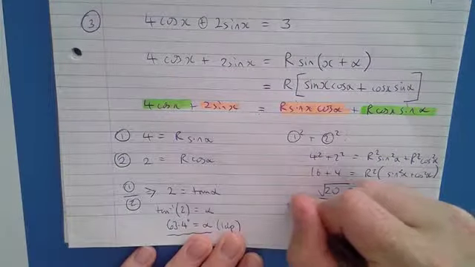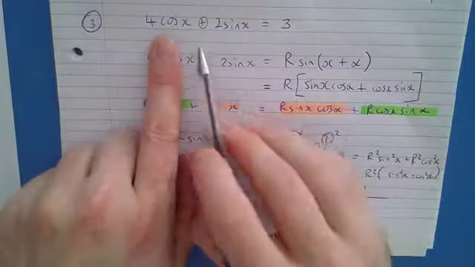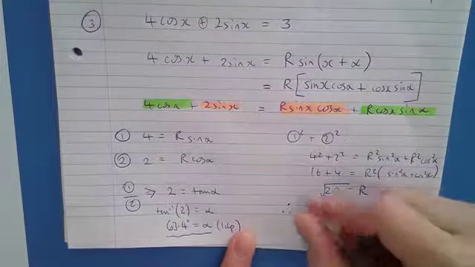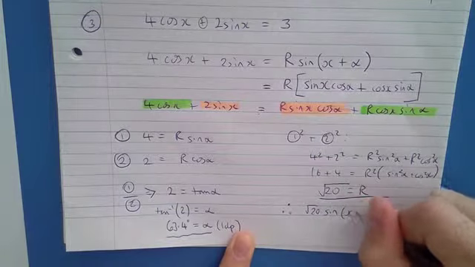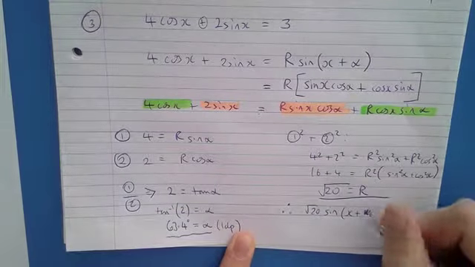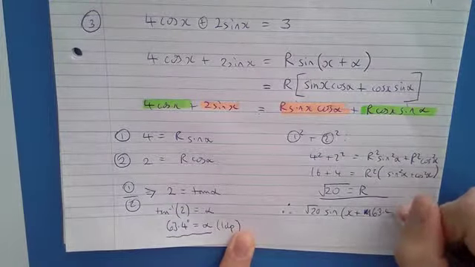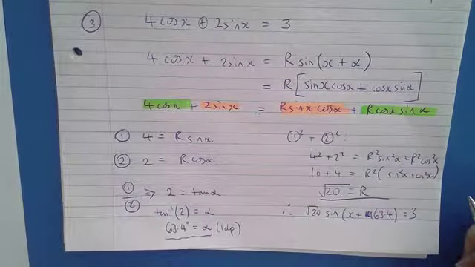So we can then say, therefore, and we can change this line here to what we've just found. So root 20 sine, and then x plus 63.4 is equal to 3.